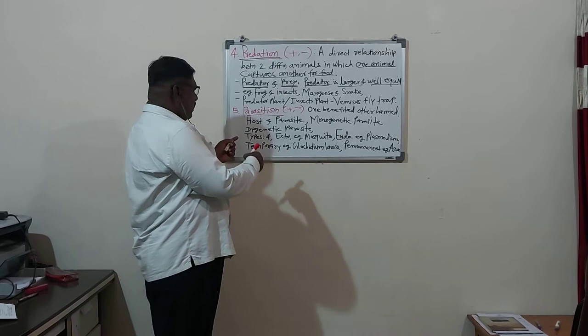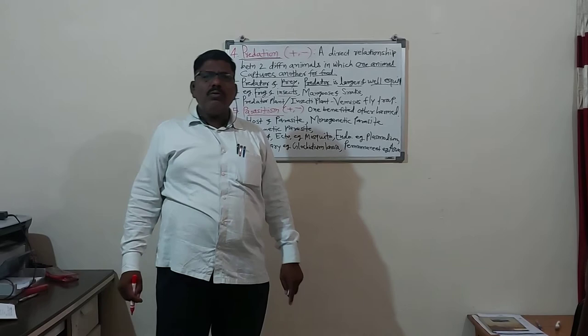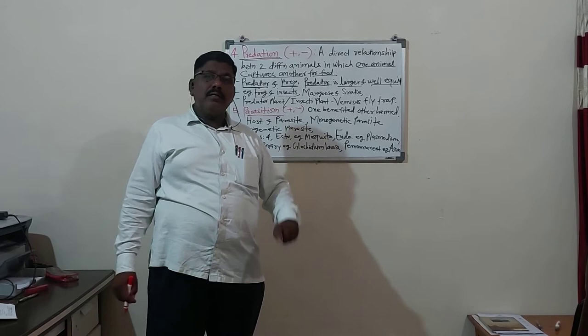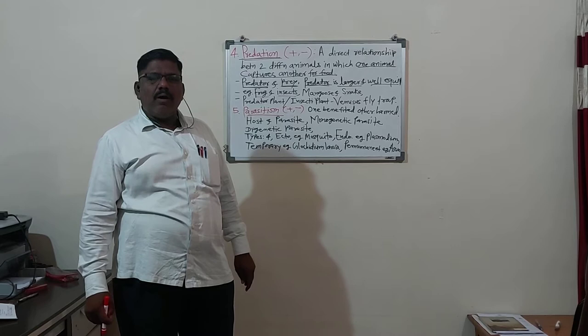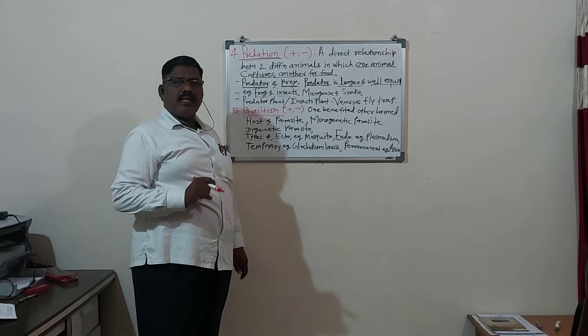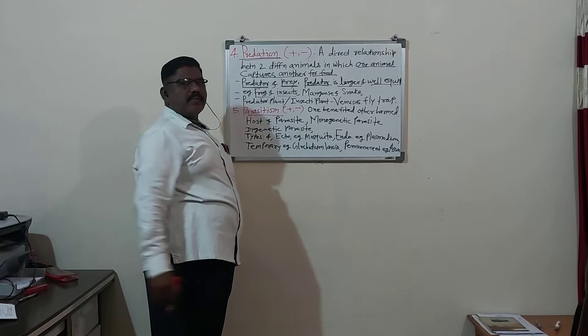That is the frog and insect. Now these two animals, frog and insect, here one animal is the predator and other animal is the prey. Predator and prey relationship, predator and prey association are dependent. Now here in frog and insect, which is the predator and which is the prey? Definitely you know that frog is the predator and insects are the prey. Frog are always eating the insects.